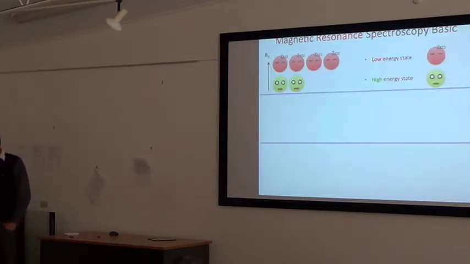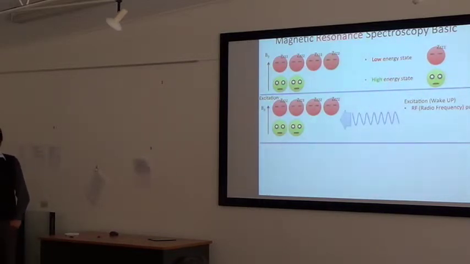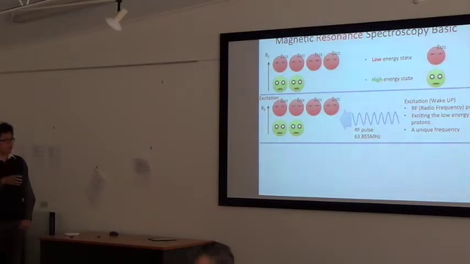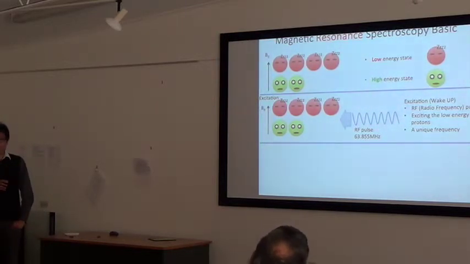Okay, so that's the first step of MRI. The second step is what we call excitation, or wake up. The wake up signal is actually an RF pulse, a radio frequency pulse. It only affects the sleeping people, and it's a very unique frequency. So for example, in a 1.5 tesla scanner, if we want to wake up a proton, we need to give it an alpha pulse of 63.855 megahertz, and only this frequency will work. So it's like a resonance, others won't work. So we have to carefully select this radio frequency so we can excite the protons we want. And we give it the excitation, and some of the people wake up.